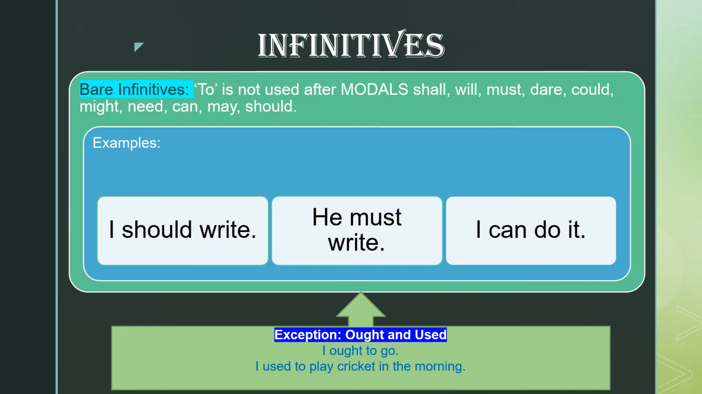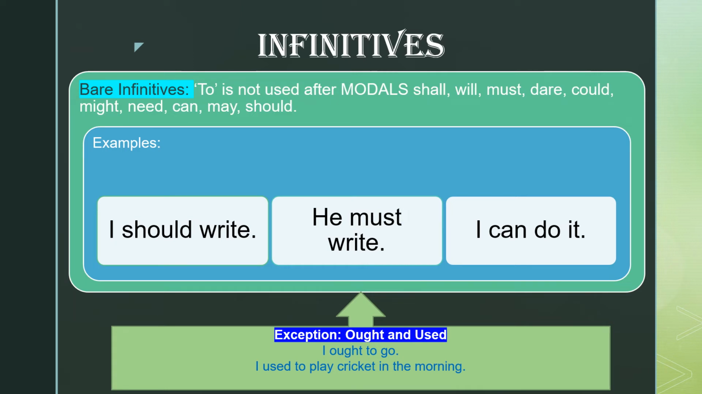So modals means that have a different kind of expression: shall, will, must, dare, could, might, need, can, may, should. All these words, they are expressing some meaning. Any word that expresses some meaning alongside being a verb is known as a modal. And whenever we are using the infinitives with modals, we will not be using the word to with them.